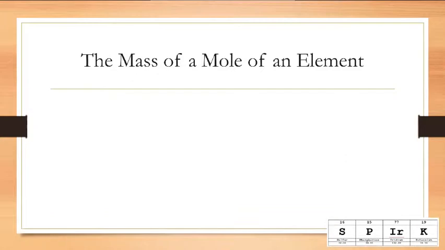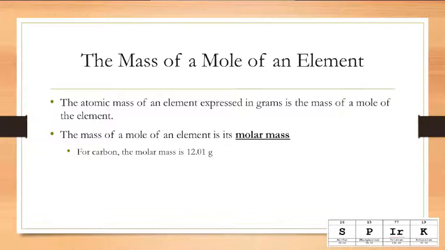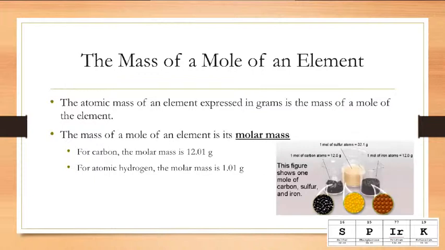So the mass of a mole of an element. So the atomic mass of an element expressed in grams is the mass of a mole of the element. And the mass of a mole of an element is its molar mass. For carbon, the molar mass is 12.0 grams. And for atomic hydrogen, the molar mass is 1.01 grams. So these are just the same values that are on the periodic table, but now we're just calling them grams instead of atomic mass units.